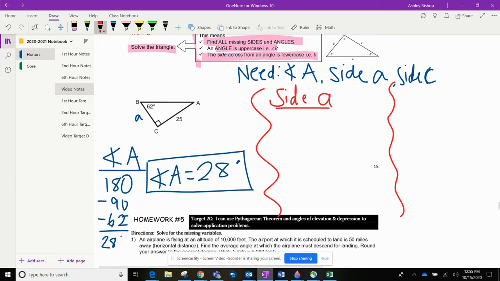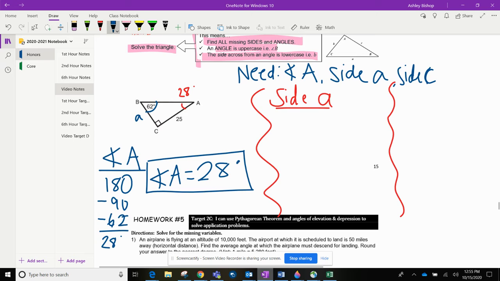You now know that this angle A is 28 degrees, but when I am finding sides and I'm going to use trigonometry, I always like to use the angle that's given to me. So I could use angle A or angle B. I always stick with the angle that was given to me just in case I made a mistake finding angle A.